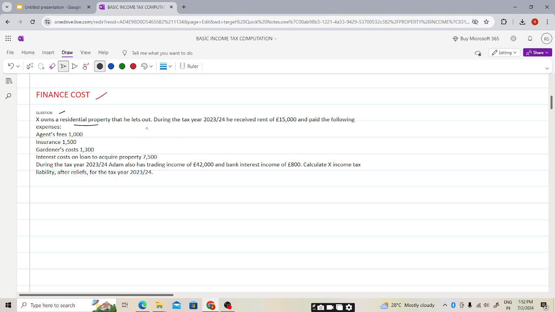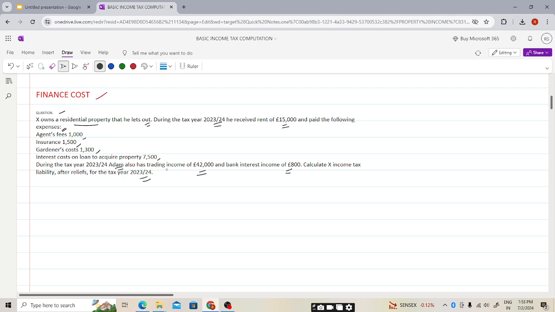X owns a residential property that he lets out during the tax year 23-24. He received a rent of £15,000 and paid the following expenses: agent fee 1,000, insurance 1,500, gardener's cost 1,300, and interest cost on the loan to acquire properties 7,500. During the tax year 23-24, X also has a trading income of 42,000 pounds and bank interest of 8,000. Calculate X's income tax liability after relief for the tax year 23-24.